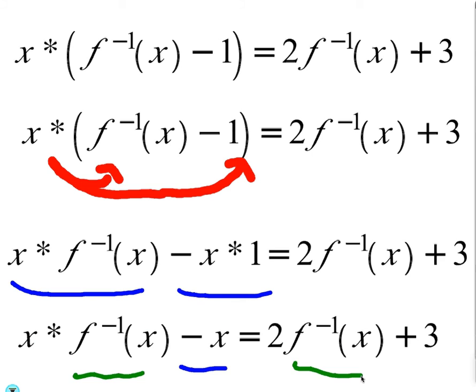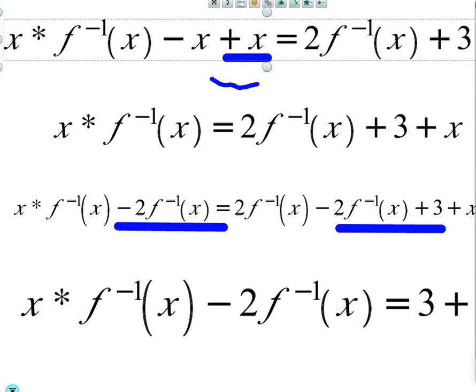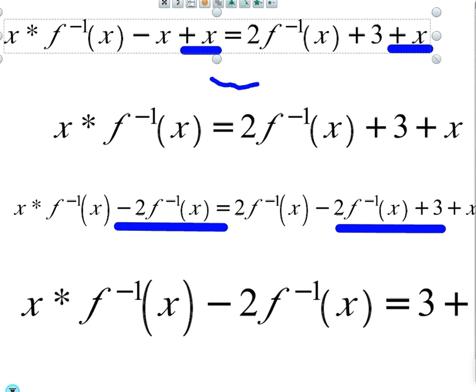Okay. Next, we're going to add x. We're going to add x to both sides. You can't see it there, can you? Let's see if I can make this smaller. There we go. So we're going to add those x to both sides. So we'll get x over here on the right.